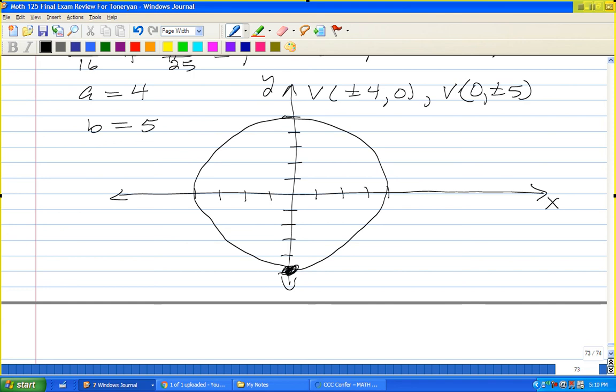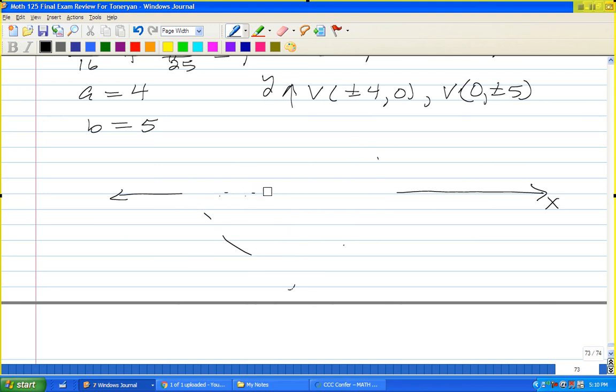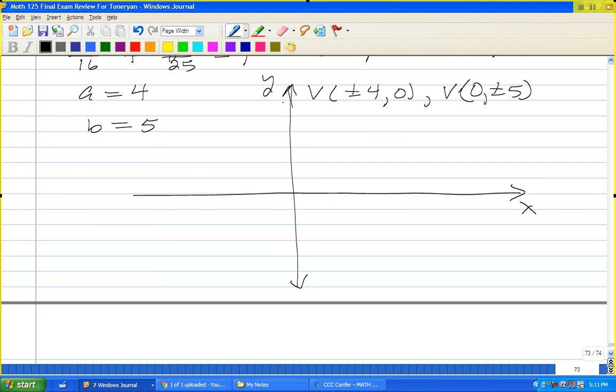Now actually, in this case, it's taller than it is wide. So that didn't look good enough for me, so I'm going to redraw it if I can. Okay, so let's do this again and see if I can get it looking better.